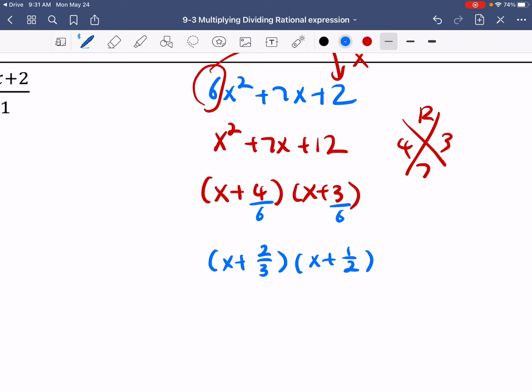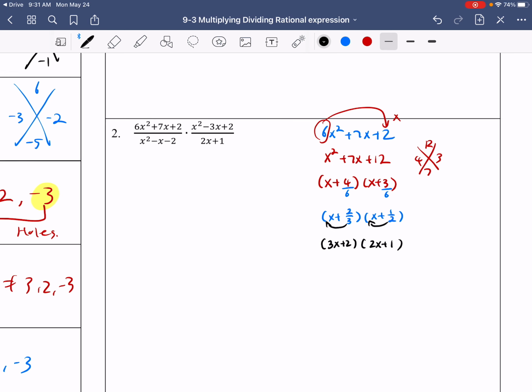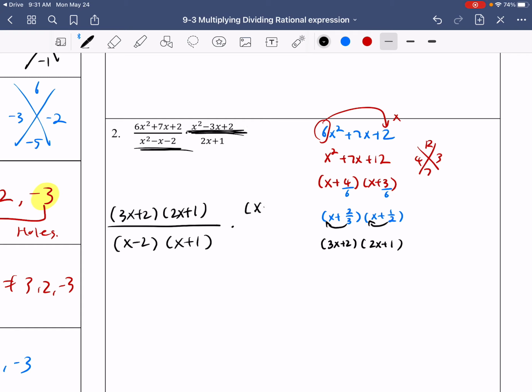Like that, easy. And last, we have to slide this denominator back, like that. So that's how you factor. If you factor it, you get what? 3x plus 2, 2x plus 1 on the top. On the bottom, if you factor this, let me do mental math, x minus 2, x plus 1. Same thing here. If you factor on the top, you're going to get x minus 2, x minus 1. This one, you just have 2x plus 1.